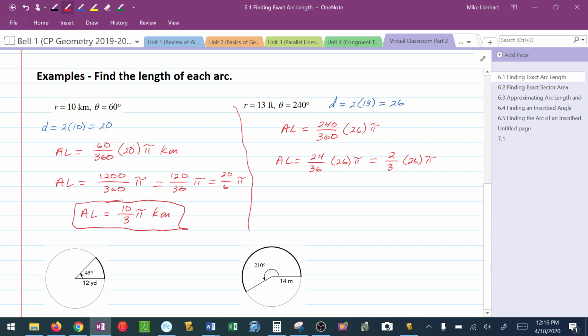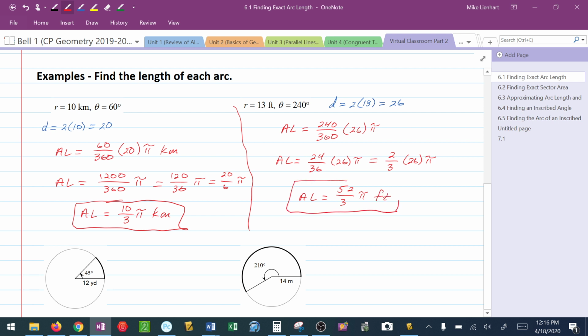All right, and now the arc length here, let's see, I would have 52. 2 times 26 is 52 over 3. All right, does 52 divided by 3, does that work at all? Is there any way I could simplify it? No. So that's going to be 52 over 3 pi, and then my units here were feet.